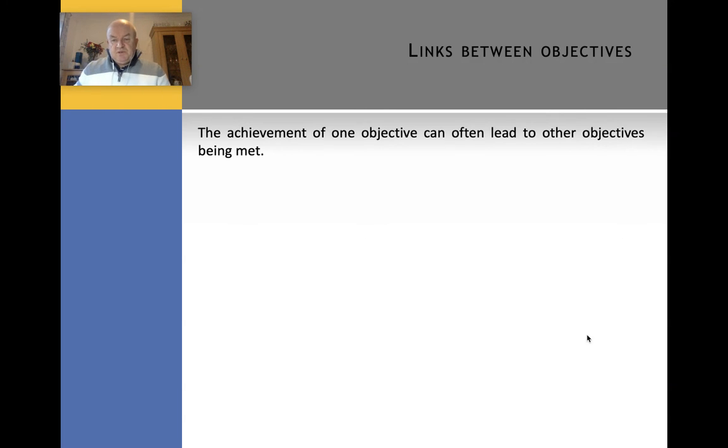So there are links between these objectives, as we'll see, and there'll be a couple of examples that I'll talk you through in a minute, and also some of the conflicts that we might face too. Okay, so we're saying that in some cases, if we achieve one objective, that can often lead to other objectives being met as well. So let's take a look at the first example then.